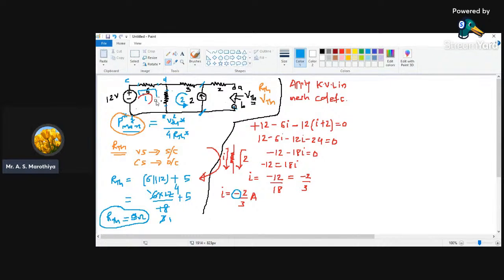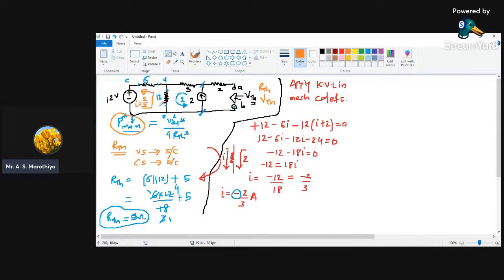So let me erase this. The actual direction of current in mesh 1 is counterclockwise, or you can say anti-clockwise instead of clockwise. So here the value of this resistor is 6 ohm. Here the value of this resistor is 12 ohm, and the current flow in the circuit is anti-clockwise. This is very, very important. So the current will flow in this particular direction, which is I, and the magnitude of that I is nothing but 2 by 3 ampere.